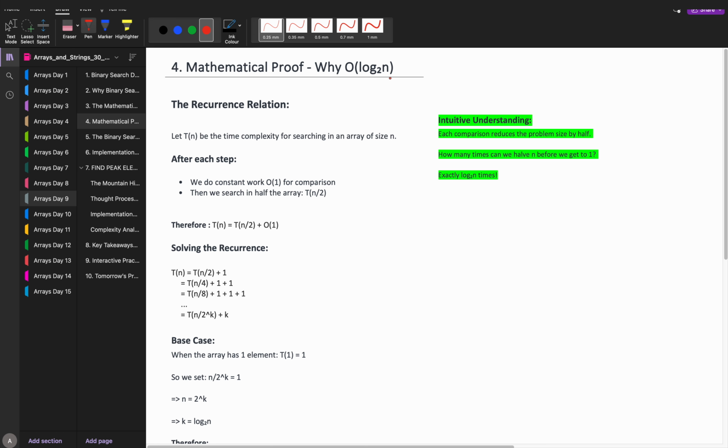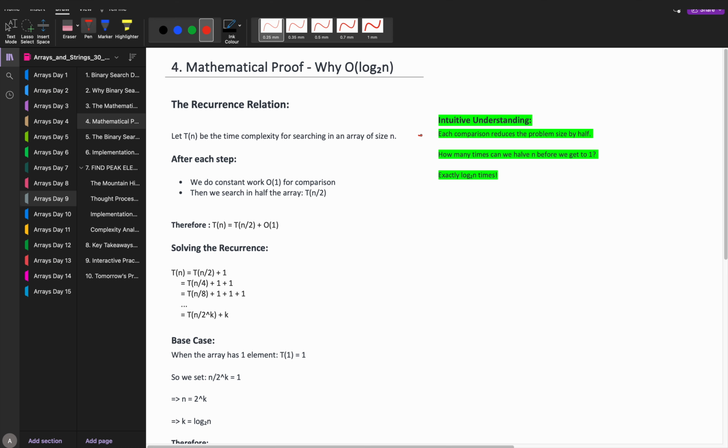Okay, how is this log n to the base 2 coming? Because you must be thinking, sir, you have just said log of n to the base 2, that's the formula, but how is it happening? So let me just prove it to you. Now, what is the intuitive understanding?